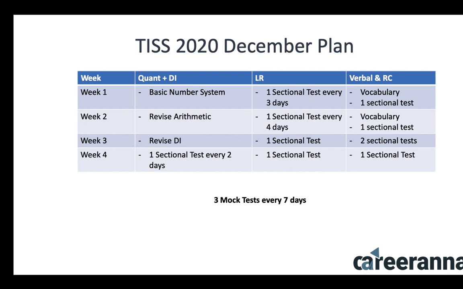Week 3, revise data interpretation, because remember that arithmetic and DI form the highest weightage of questions in the Quant plus DI section, and hence you should be revising them very well with the aim of 100% attempt with 100% accuracy when it comes to arithmetic and DI. And 1 sectional test of LR in week 3 and 2 sectional tests of verbal in week 3.